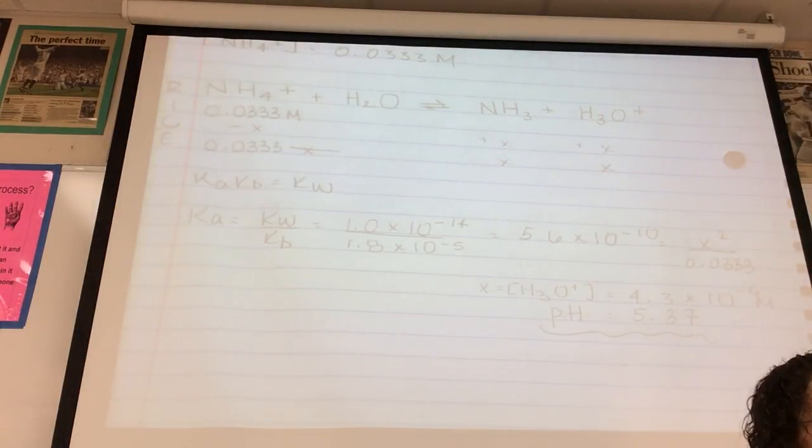Where did you get the total volume? We always started with 100 mils of the weak base, and to it we added 50 mils of strong acid. So that's the 150.